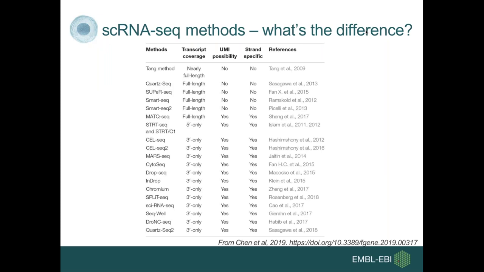So here's just a short and definitely not exhaustive list of the currently used RNA sequencing methods and the differences between them. I've included the link to the paper, so whoever has a specific interest in any of these can check what the differences are and what the different advantages and disadvantages of the various protocols are.